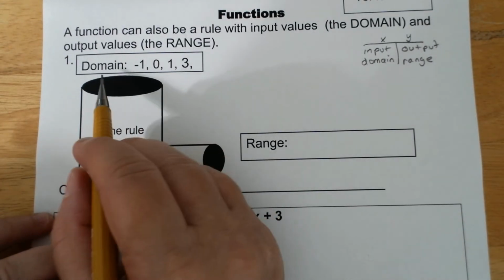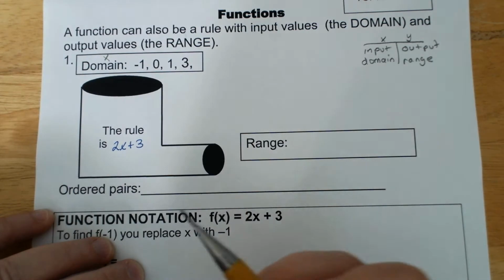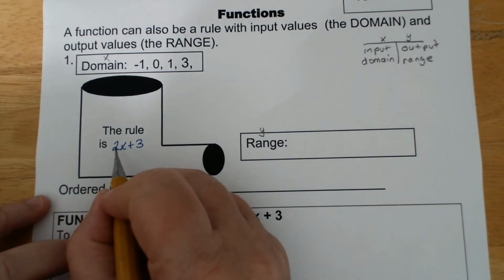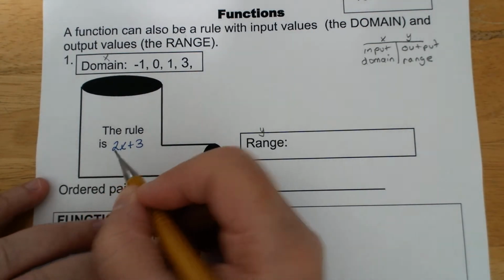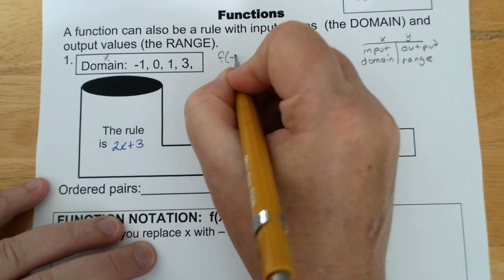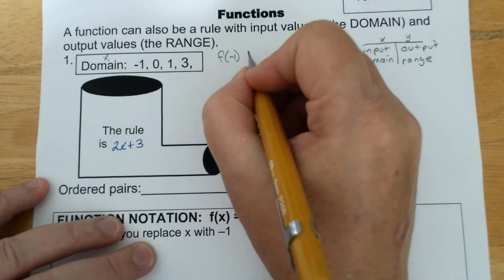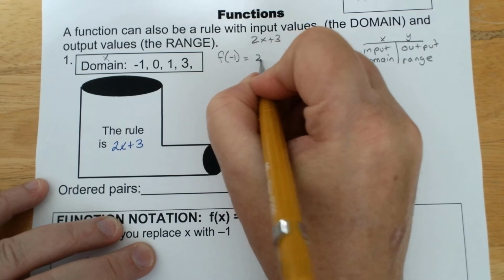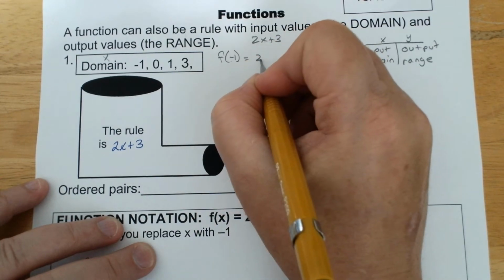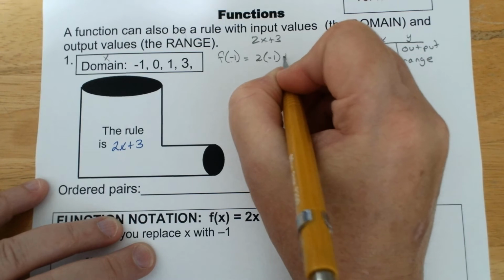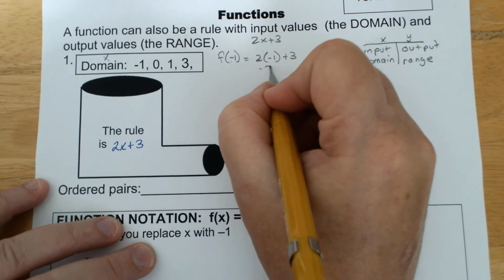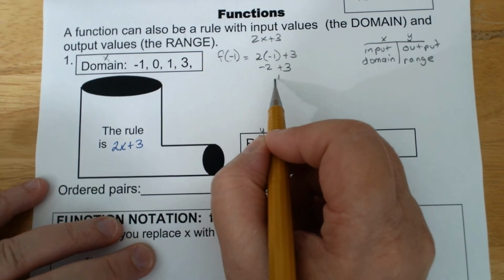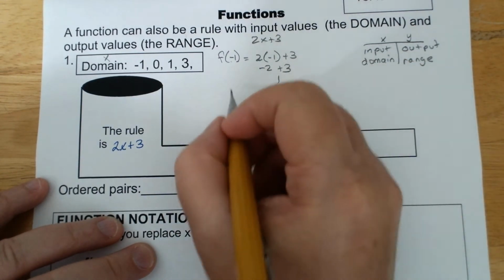So when they are giving you the domain, they are giving you the X's and they're wanting you to find the Y values. You have the rule 2x plus 3. Function notation, f of -1. Your rule is 2x plus 3. You're inserting the -1 in for x. So when f of -1, y is 1.